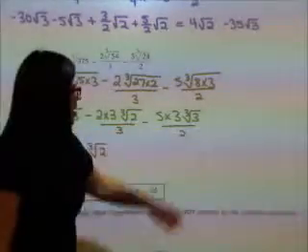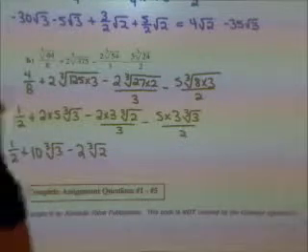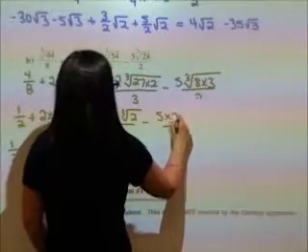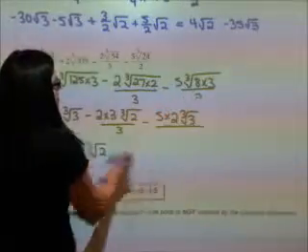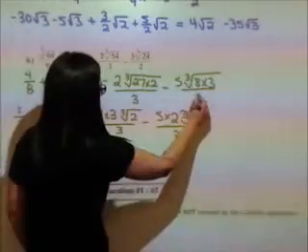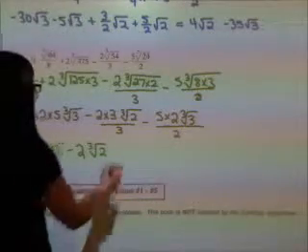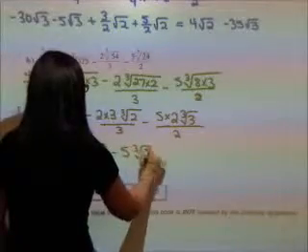And with this one, I've got 5 times 3, which is 15. Oh, not 5, sorry. This isn't 3, this is 2. 2 times the cube root of 3. There we go. Cube root of 8 is 2, not 3. So I've got 5 times 2, which is 10. 10 divided by 2 is 5. So I've got 5 cube root of 3.